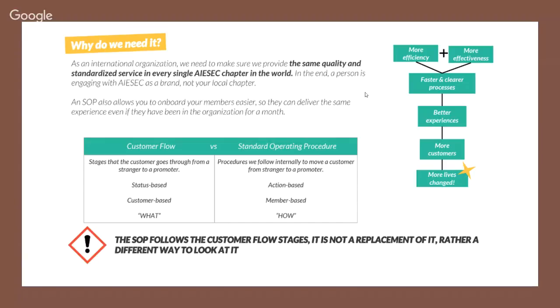And the customer flow is customer based, it explains how the customer knows the status of the process. But the SOP is member based, how to teach the member to follow the path in order to accompany the EP in the customer flow. The customer flow is the what, the stages we are in, and the standard operating procedures is how we move the people.